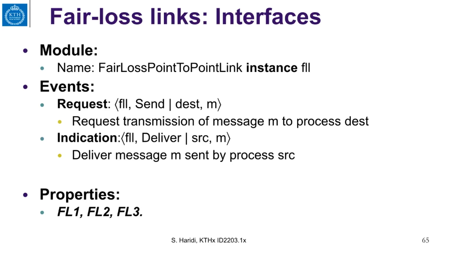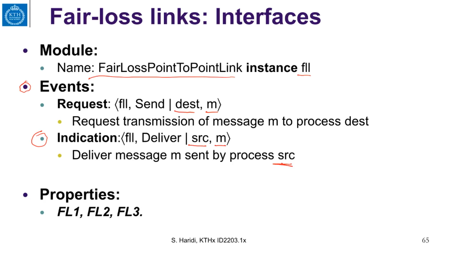The name is fair loss point-to-point link, and the instance will be FLL. Now if we look at the events, the request event is sending a message, which is a request to transmit a message M to a process which is a destination, dest. An indication event will be the delivery of the message M from the source, src. So that is the interface of fair loss links.